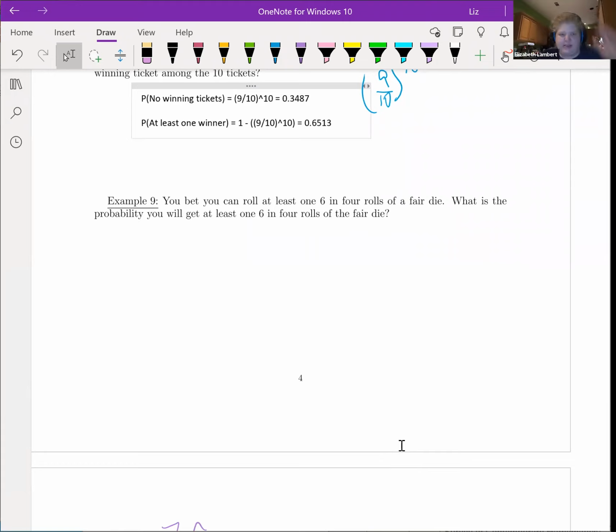All right. Example 9. You bet you can roll at least 1 six in 4 rolls of a fair die. So we're going to figure out the probability. What is the probability you will get at least 1 six in 4 rolls of the fair die? So standard 6-sided die, at least 1 six. I don't want to figure out 1 six and then 2 sixes and then 3 sixes and then all 4. No. Let's figure out the probability of no sixes on 4 rolls.